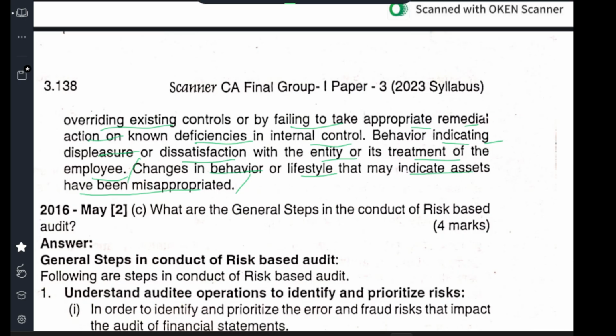For example, some employees' lifestyle may change after their promotion. They have a salary, and with that salary they can live a certain way. But they have changed their lifestyle. Now we should look into it because they may misappropriate our asset. They may misuse our asset.